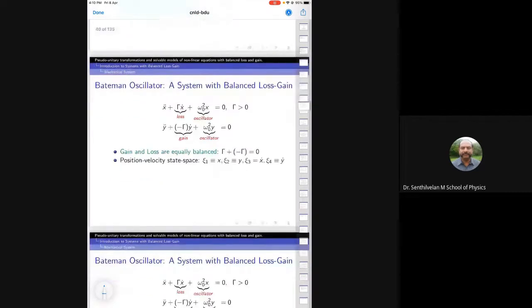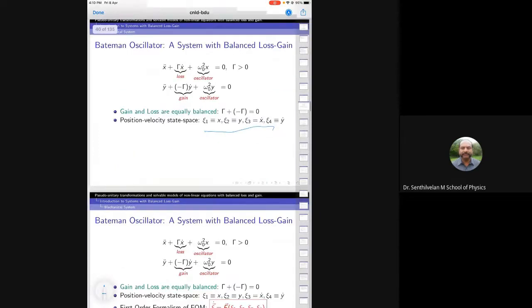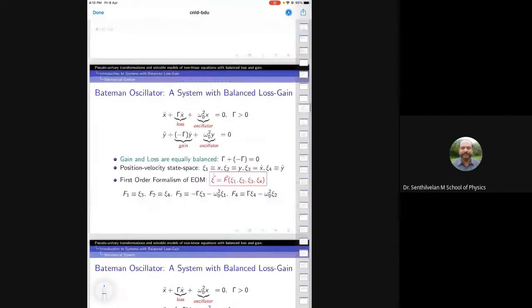For compact presentation of results, I redefine x as xi1 and y as xi2, x dot as xi3, and y dot as xi4. You know how to write a second order equation of motion in terms of first order equations of motion. So I do that in my next step. I introduce some fields F1, F2, F3, F4 as this, and one can check that this equation, with the definition of xi1, xi2, xi3, xi4 and f1, f2, f3, f4, can be written in this form. Okay, xi dot is equal to a function of xi1, xi2, xi3, xi4, which are specified in this equation.